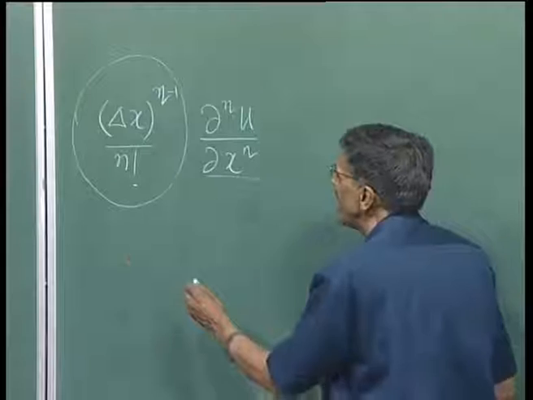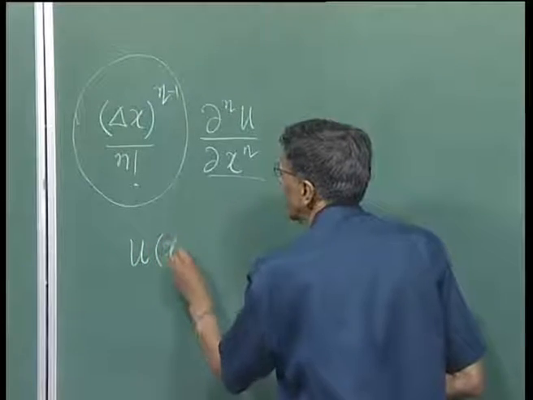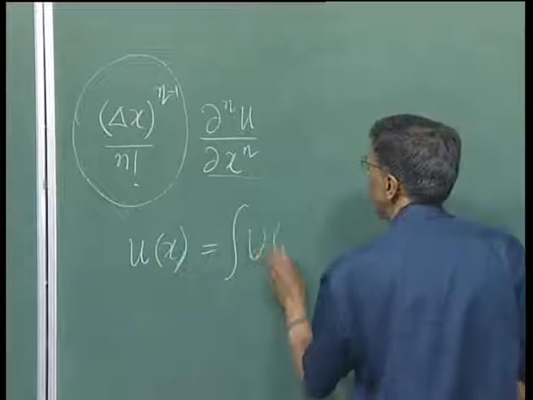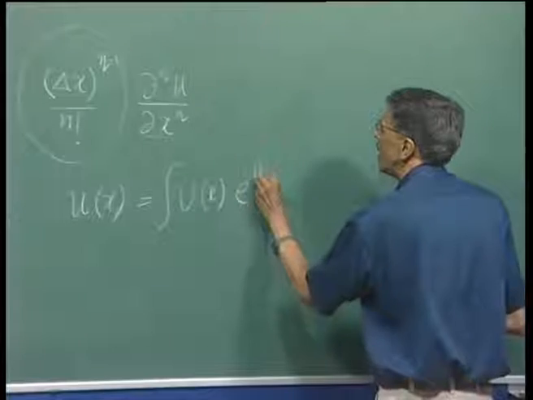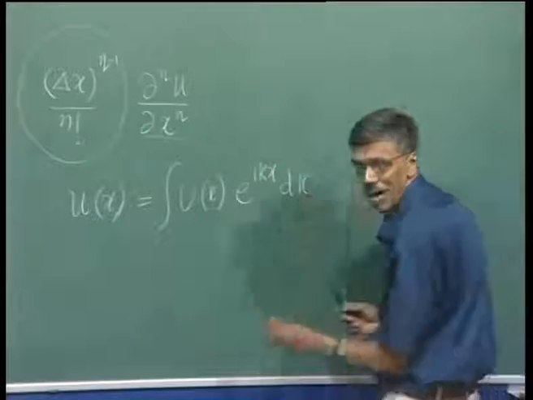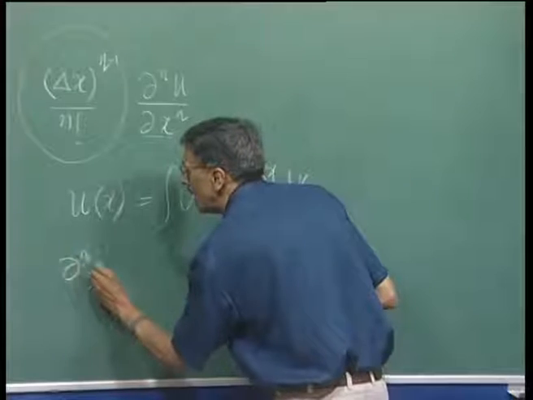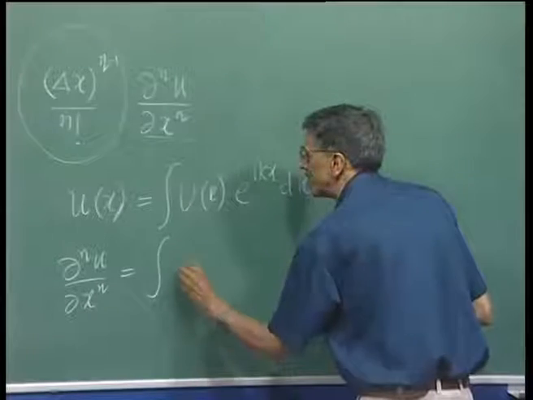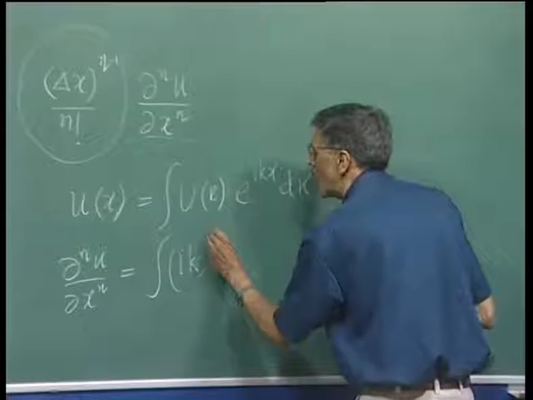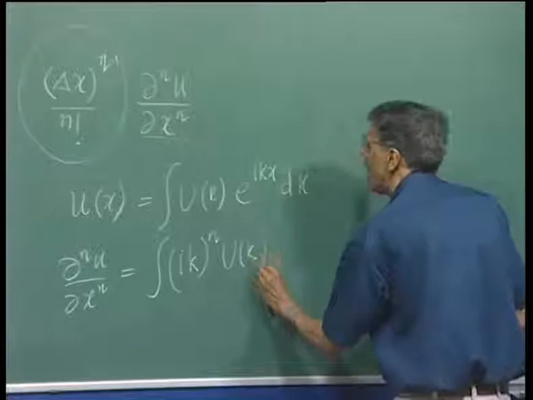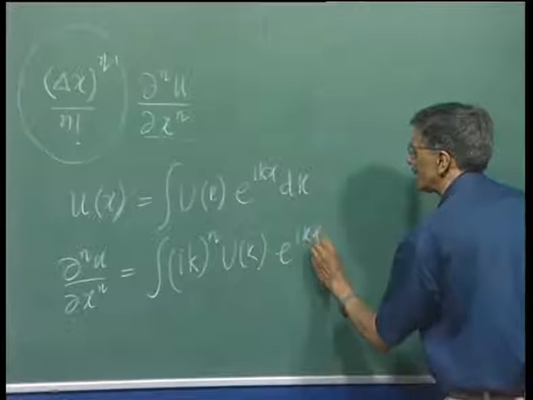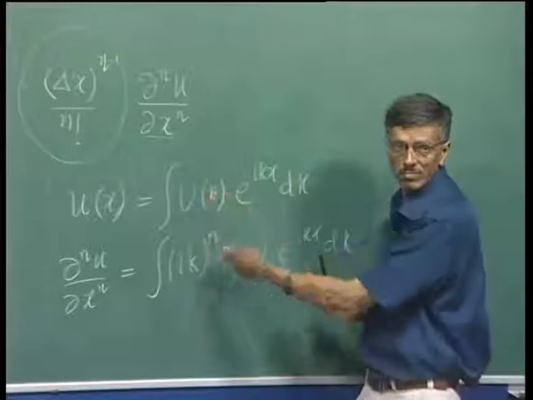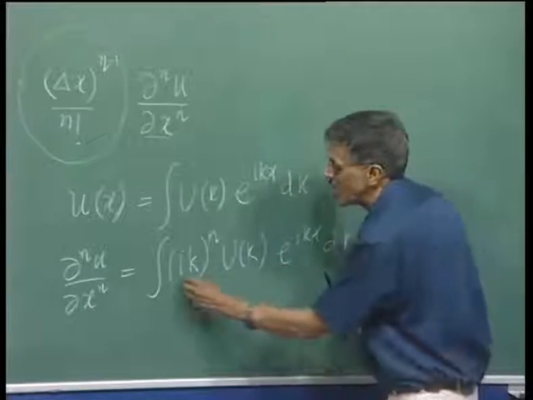You can understand this very clearly if you look at a term like this, and I write its Fourier representation. If I try to figure out its nth derivative, what I am going to get is nothing but (ik)^n u(k) e^(ikx) dk. So you can see that the higher the n, of course, you are going to get a higher contribution coming from higher wave numbers.